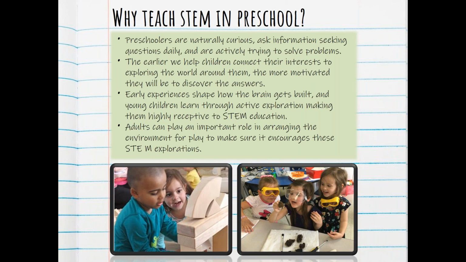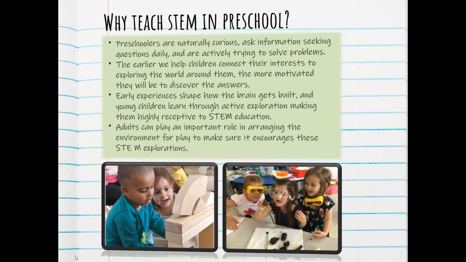Early experiences shape how the brain gets built. So this is that brain architecture that we're doing. And young children learn through active exploration, making them highly receptive to STEM education. We, as the adults in their lives, can play an important role in arranging the environment for play to make sure that it encourages STEM explorations. You're going to see many examples of that throughout the presentation.